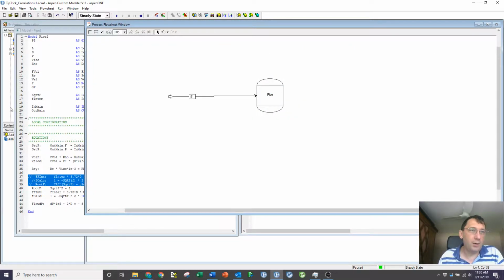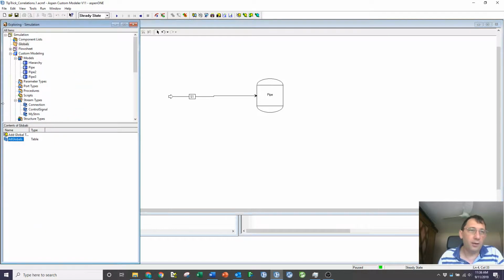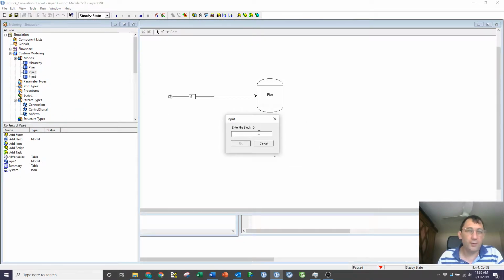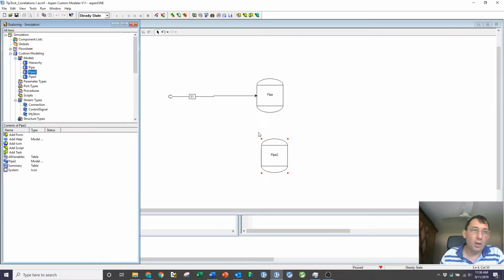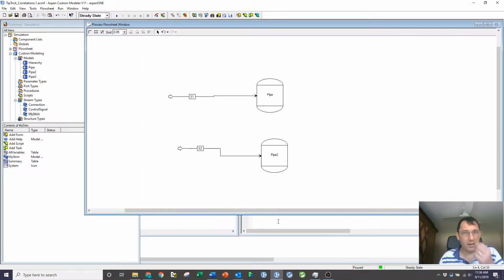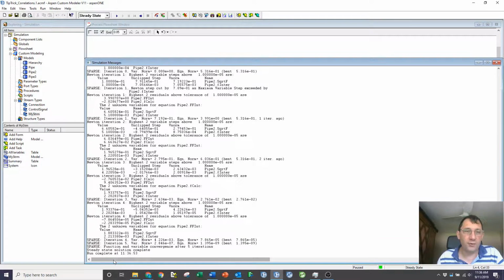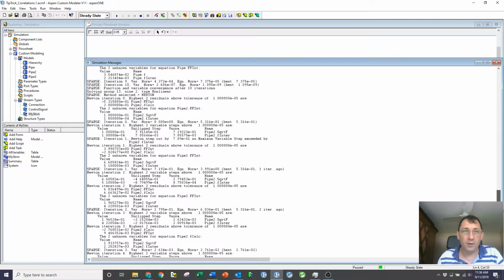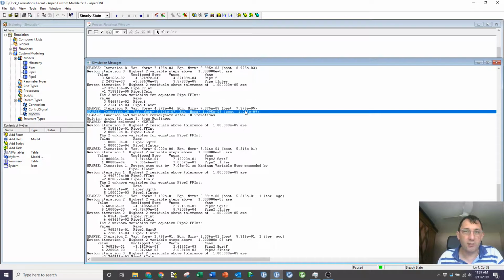What I want to do now is compare the convergence of this pipe 2 with the original pipe. So I'm going to call this pipe 2. I'm going to give it a feed stream, and I'm going to hit run. And if I come and have a look at my error messages, you can see pipe 2 has converged in 5 iterations, where pipe 1 took 10 iterations.